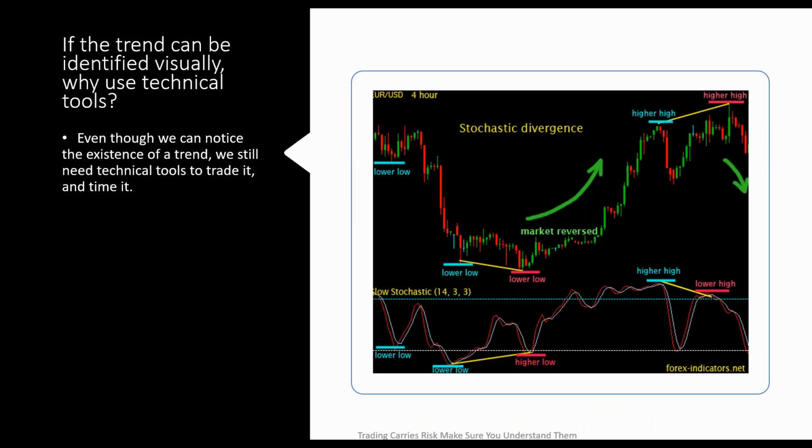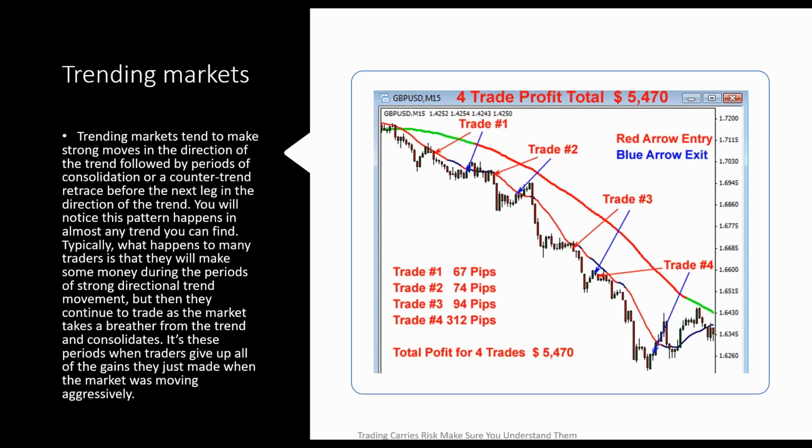Now, if the trend can be identified visually, why use technical tools? Even though we can notice the existence of a trend, we still need technical tools to trade it and time it. Because once we've actually seen this trend, you're not doing anything, you're not putting any money up on the trend, you're simply identifying an asset that now you want to consider trading.